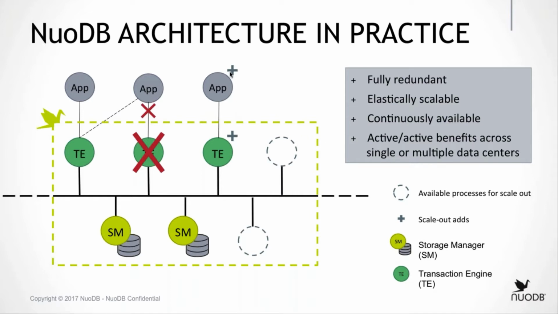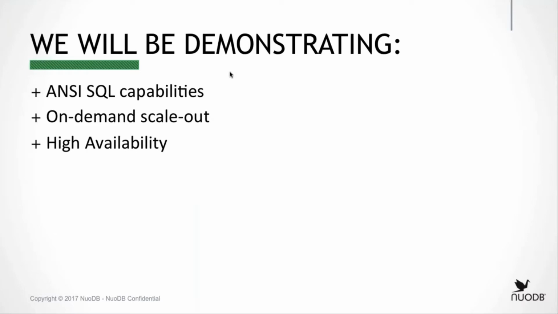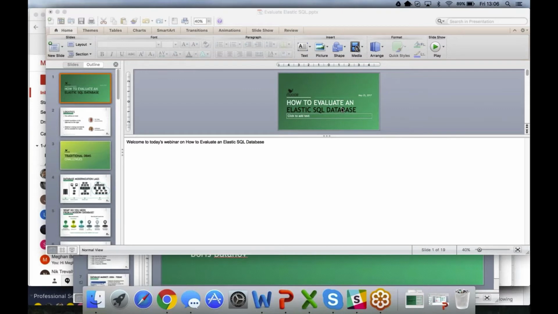Now that we've talked about the need for a new class of database, let's have a look under the covers at how you can go about validating these claims and evaluating elastic SQL databases. I'm going to pass things over to Tim at this point, who will provide a live demonstration where he tests out some of the key capabilities of NuoDB, including our ANSI standard SQL support, how easy it is to scale out, and our resiliency to failure. With that, let me pass things over to Tim, and I will make Tim the presenter and allow him to take control and show us a demonstration of NuoDB.